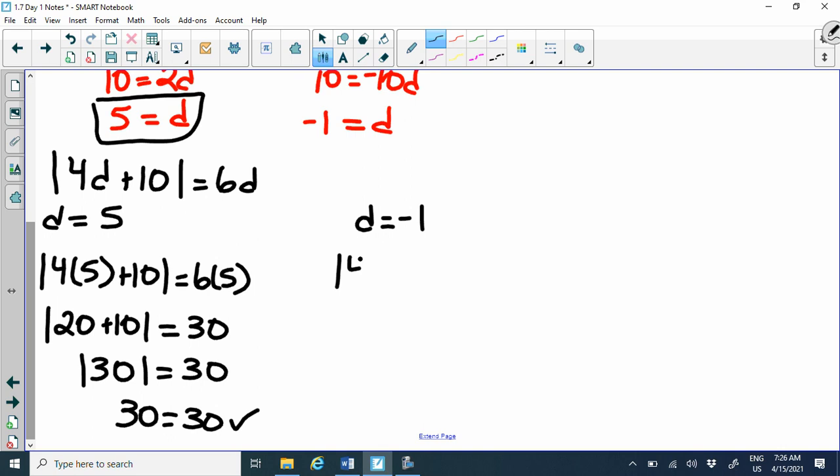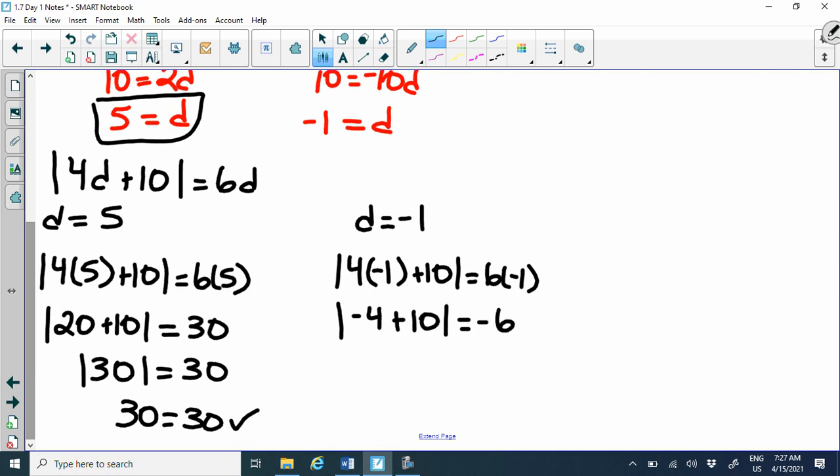Now I need to try when d equals negative 1. So we have the absolute value of 4 times negative 1 plus 10 equals 6 times negative 1. 4 times negative 1 is negative 4, so I have the absolute value of negative 4 plus 10 equals negative 6, because 6 times negative 1 gives me that. Then negative 4 plus 10 gives me 6, so I have the absolute value of 6 equals negative 6. Absolute value of 6 gives me 6, but I have 6 equals negative 6. Does that work? No. So that means d equals negative 1 doesn't work. That is extraneous.